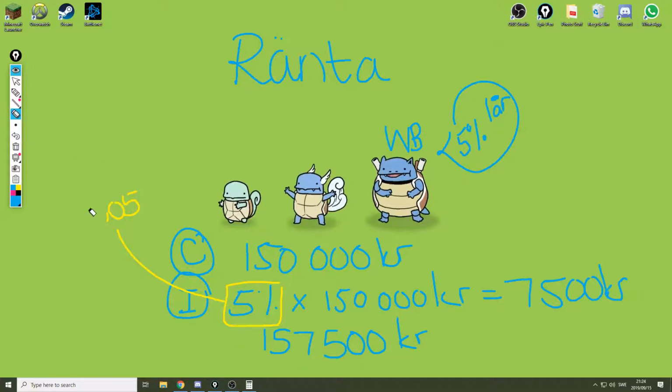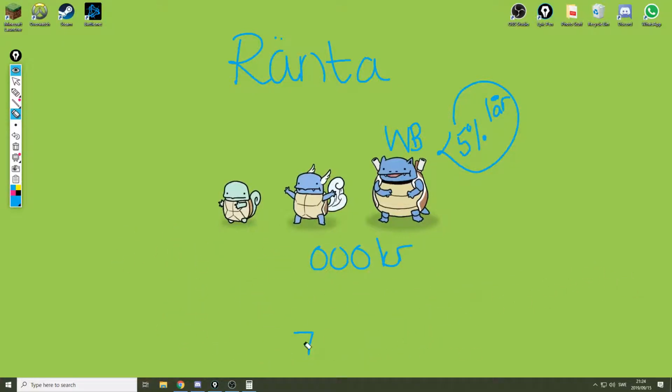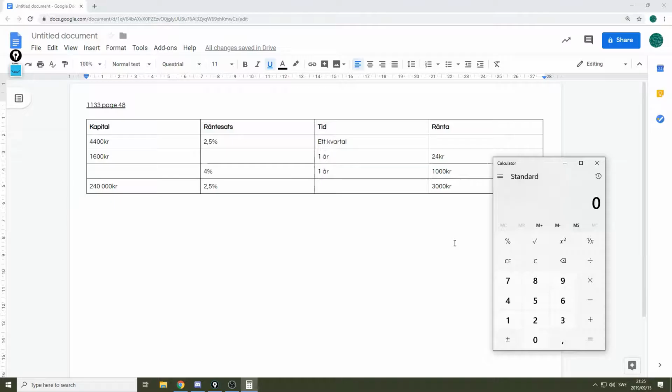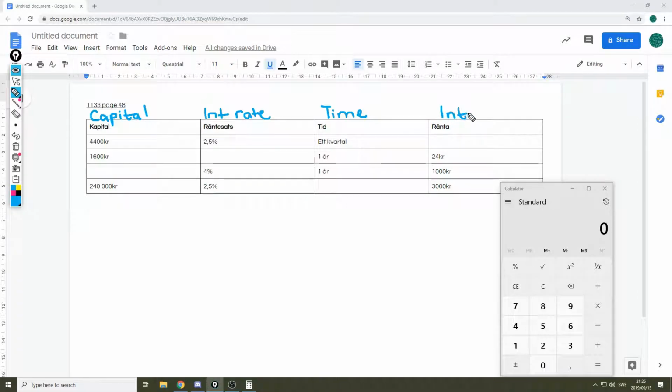I found something in the book that we'll go through now, which will basically walk us through any examples that you'll come across. I'm here looking at number 1133 from page 48 of your textbook. Here, just so that you don't get confused with the English, this is capital in the beginning. This is the interest rate. This is time, how long we have to pay back that loan or how long it takes us to do it. And then this is the actual interest.